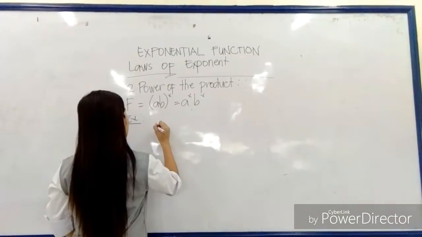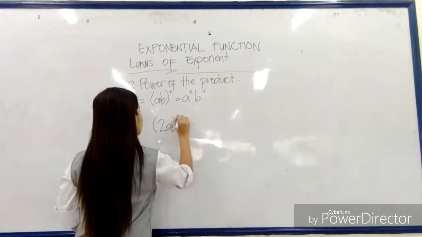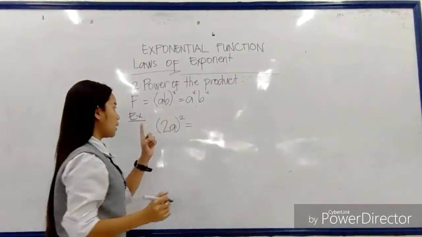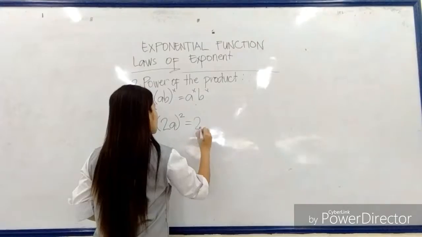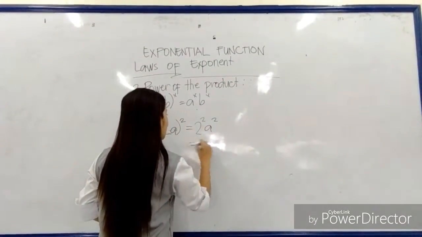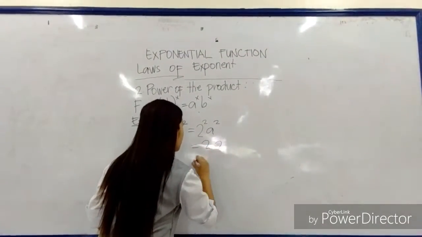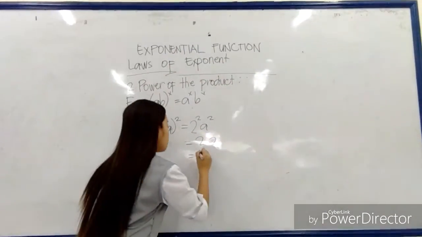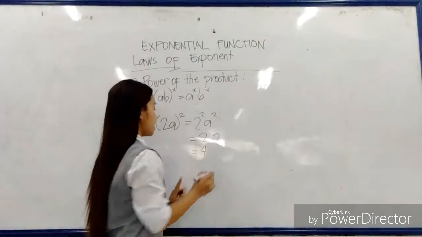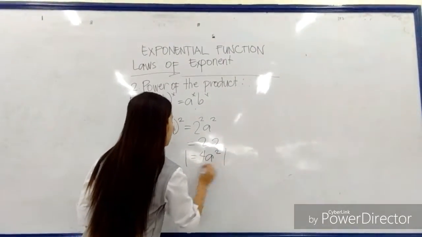Example, 2a raised to the power of 2 is equal to, we must distribute our exponent to our base. So the answer is 2 raised to the power of 2, a raised to the power of 2. Solve for the 2, or 2 times 2. 2 times 2 is equal to 4. Copy the other base, a raised to the power of 2. This is the final answer.